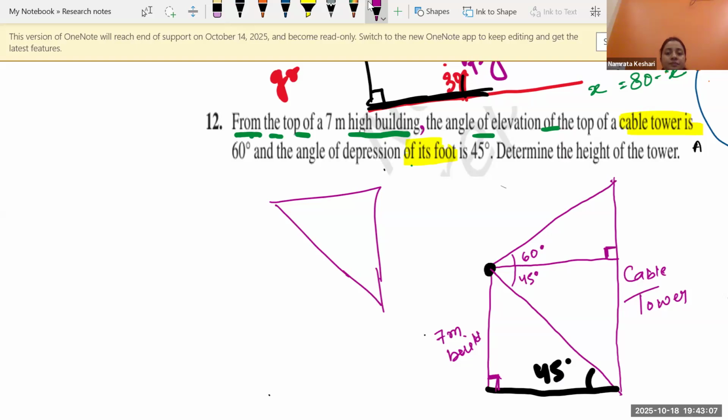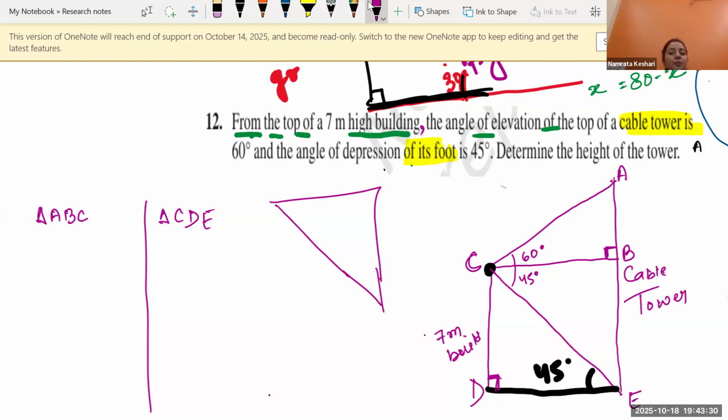Yes, ma'am. Okay, we have two right angle triangles. One is ABC, another is CDE.